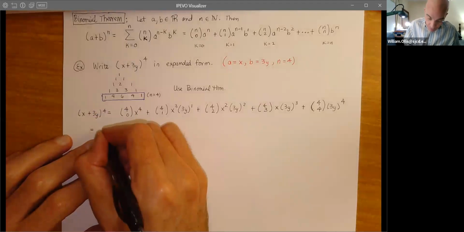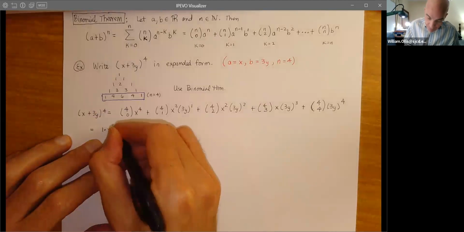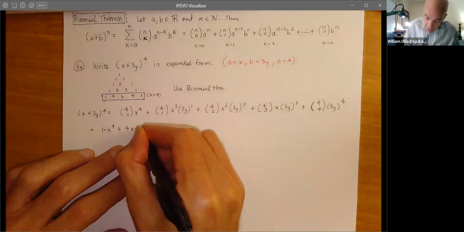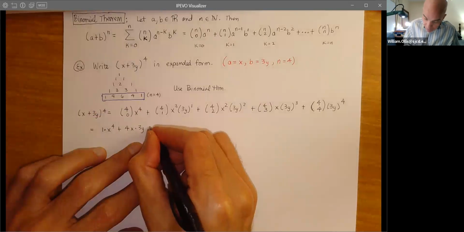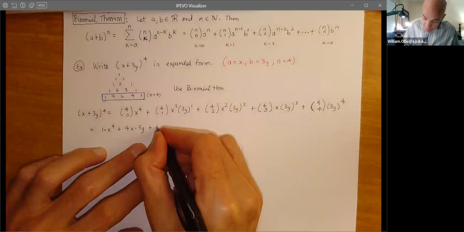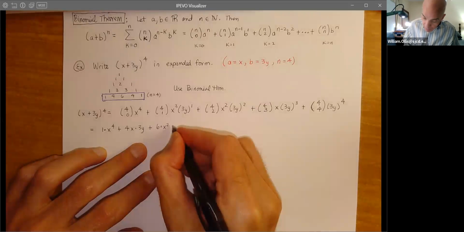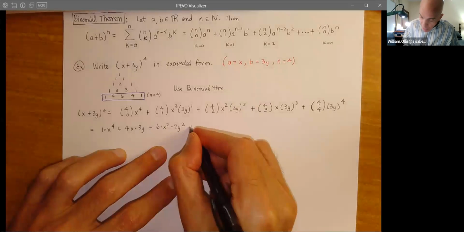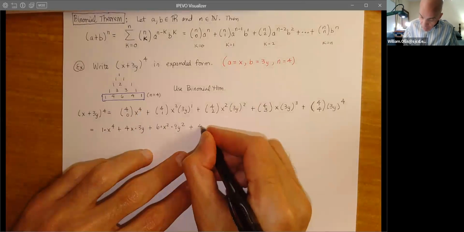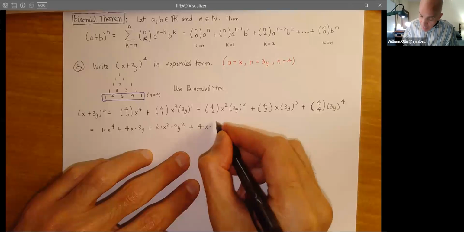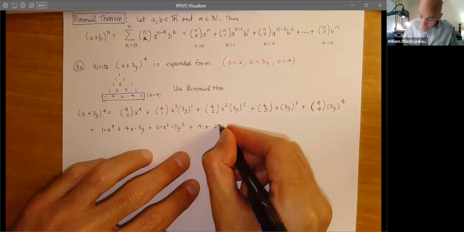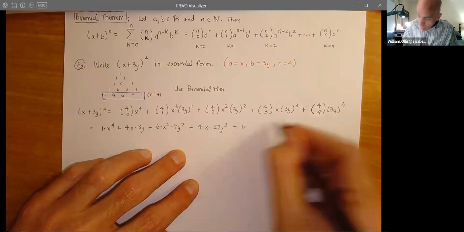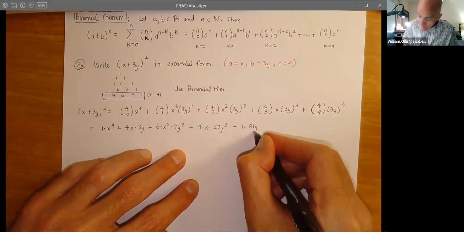So we have 1 times x to the 4th plus 4 x times 3y, plus, just follow it, 6 times x squared times 9y squared, just squaring the 3y, plus 4, I'll just put the dots in, times x times, okay, 3 cubed, 27y cubed, plus 1 times, well, now that'll be an 81y to the 4th.